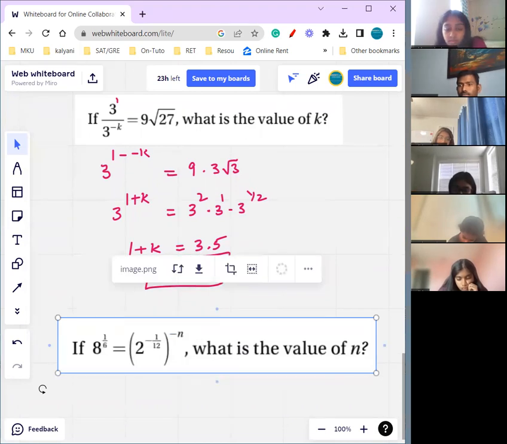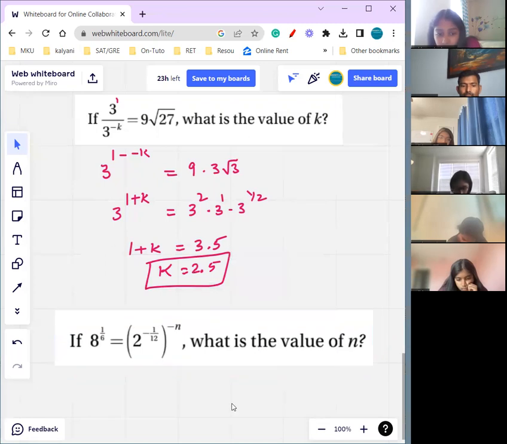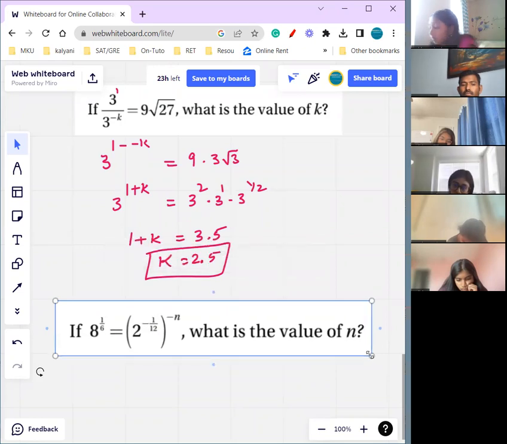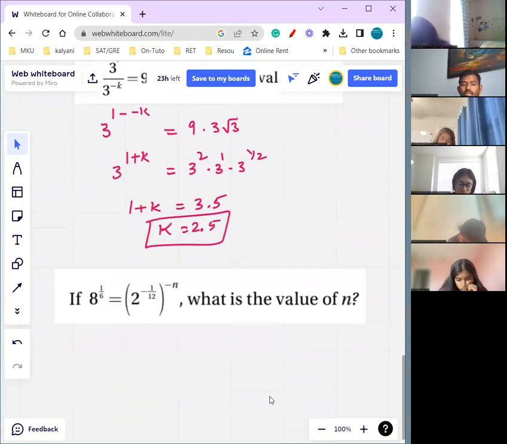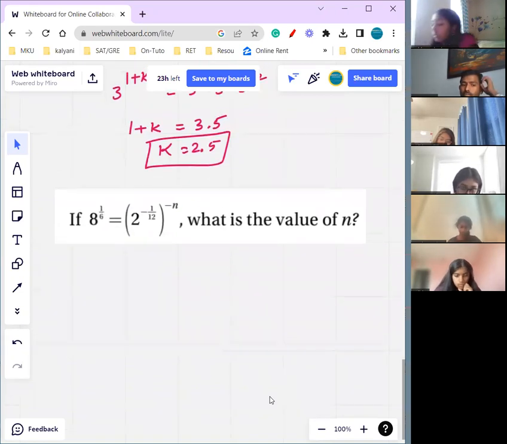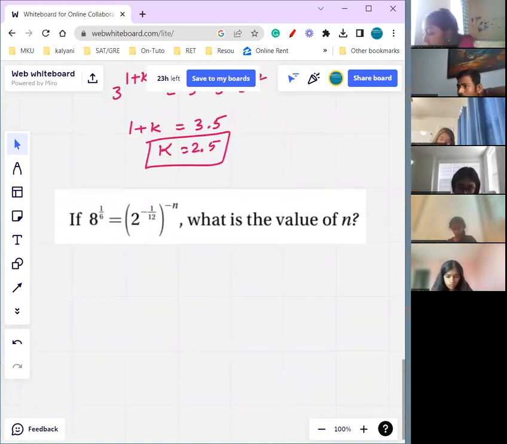Ansh, can you please read this question for us? If 8 to the 1/6 equals 2 to the negative 1/12 to the negative n, what is the value of n? That's right. So they gave you this expression or equation here, and we wanted to get the n value. Give it a try, everybody, and we can go over.